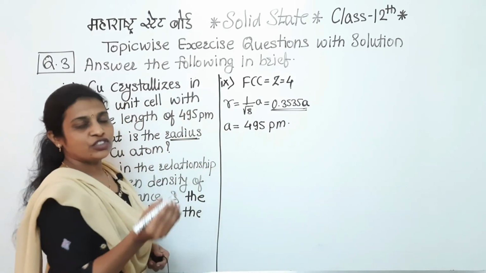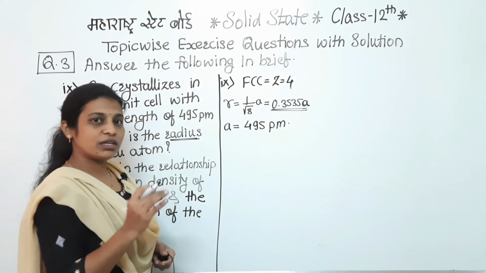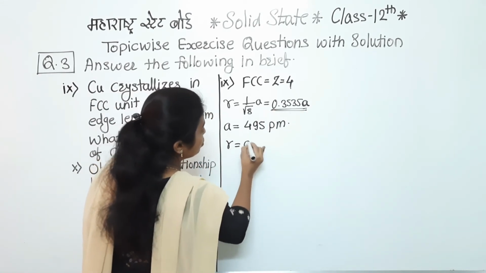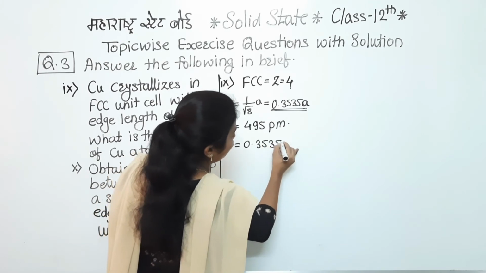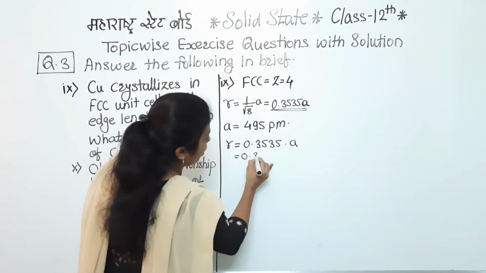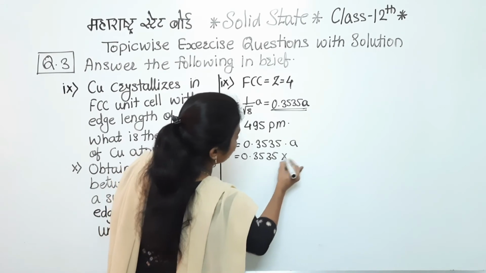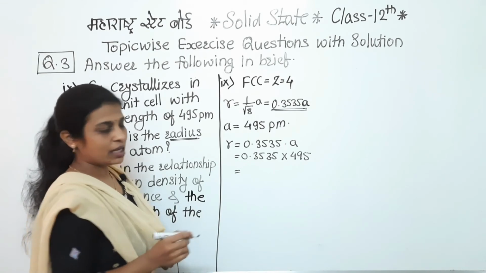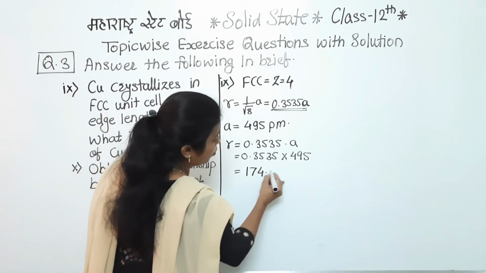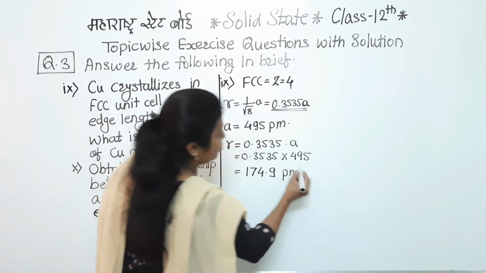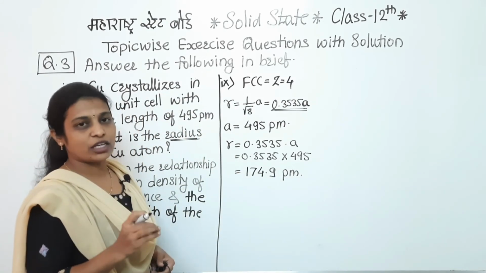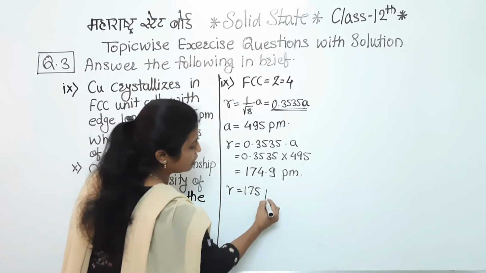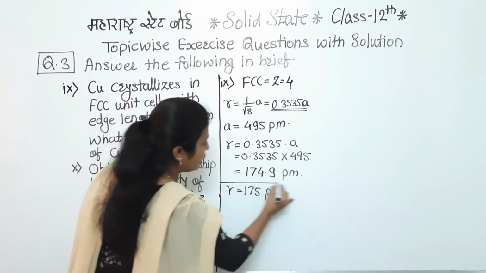Clear? If the question asks to calculate in centimeter, then also we can calculate it. Simply we have to use that formula. r is equal to 0.3535 a, so 0.3535 into 495. After this calculation, you will get the final answer, that is 174.9. That will be in picometer. If you observe the textbook, the answer given is 175. Means they have taken a round figure, that is 175 picometer.